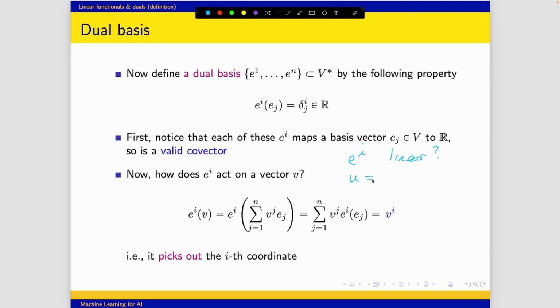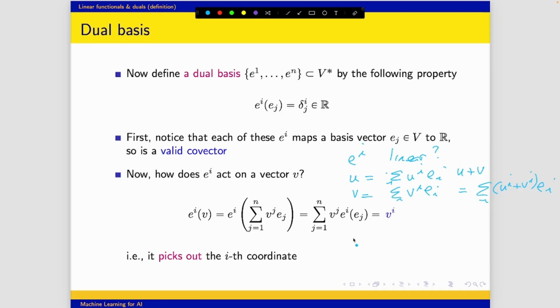So U equals the sum of UI, EI, from I equals 1 to n. And V equals the sum of VI, EI in the same basis. So U plus V, what will that be? U plus V in this basis is going to be the sum of UI plus VI, which are simply numbers, times the basis vectors EI, and the sum over I. All of these are sums over I.